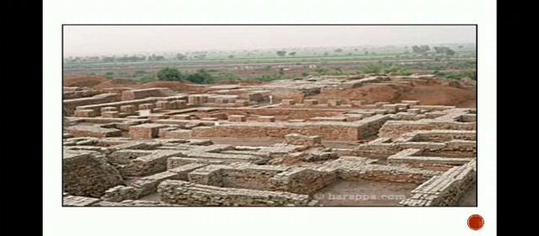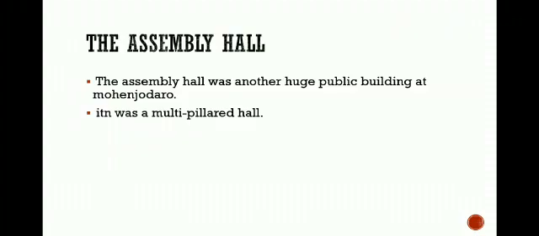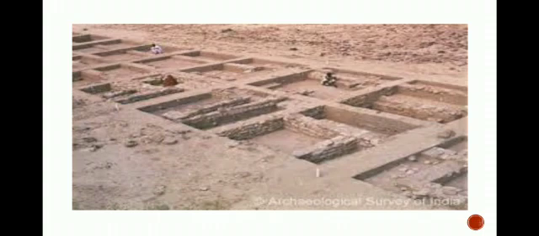The next one is the assembly hall. The assembly hall was another huge public building at Mohenjo-daro. It was a multi-pillared hall. This assembly hall consists of many pillars. There are 20 pillars in 4 rows to support the roof. So it is known as the multi-pillared hall. You can see the picture of this assembly hall.